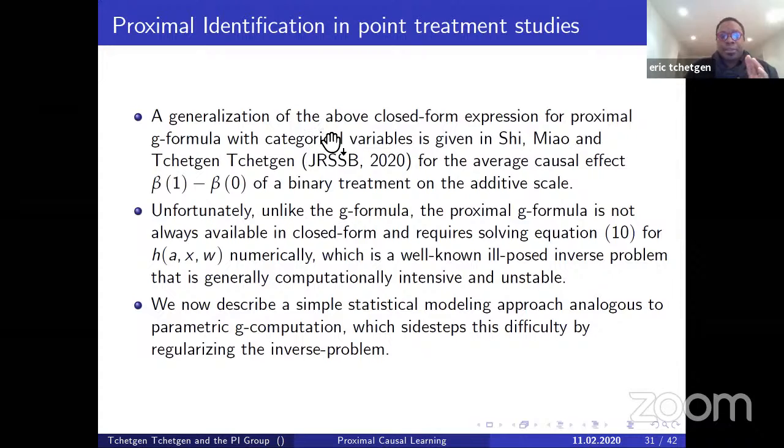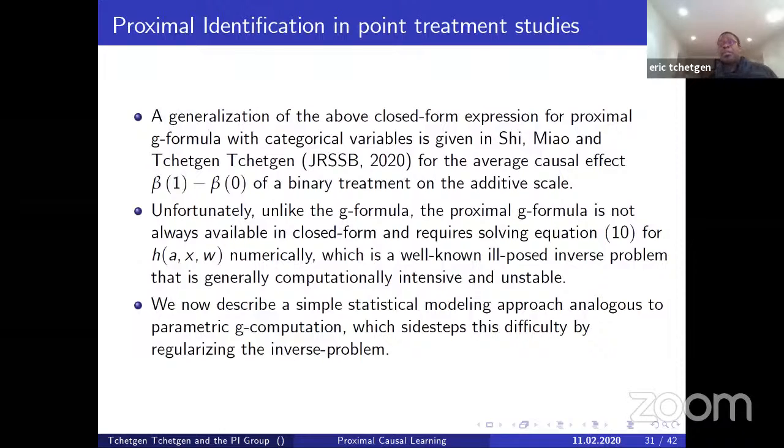The proximal G formula is not always available in closed form. In the discrete case, we show that it's available in closed form. Okay, and it requires solving that integral equation of the first kind, the Fredholm equation of the first kind. And this is a well-known ill-posed inverse problem that is generally computationally intensive and unstable, in the sense that the solution, even if it exists, will often be discontinuous in terms of the observed data distribution.